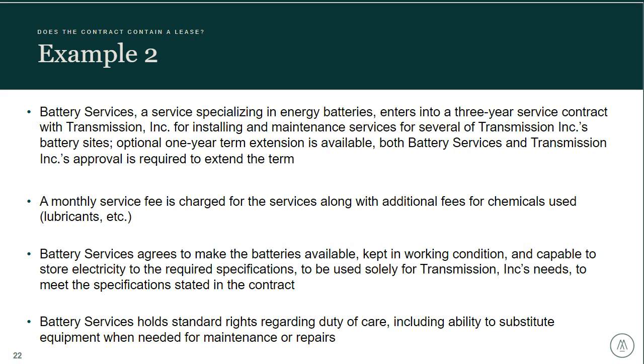So let's just assume there's chemicals. They do charge that from time to time, and there's an additional fee for that. Battery Services agrees to make the batteries available. They're going to be kept in working condition and capable to store electricity to the required specifications, to be used solely for Transmission Inc.'s needs and to meet the specifications as stated in the contract. Battery Services also hold standard rights regarding duty of care, including the ability to substitute equipment when needed for maintenance or repairs.